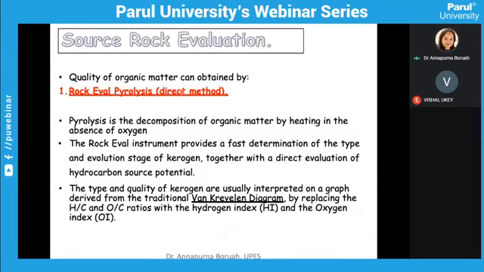Okay, so here the pyrolysis is the decomposition of organic matter by heating in absence of oxygen. This instrument provides a first determination of type and evolution stage of kerogen, organic matter type, and quality. All this information we can get using the Van Krevelen diagram. This is one standard diagram which is used to analyze these parameters. I'll show you.